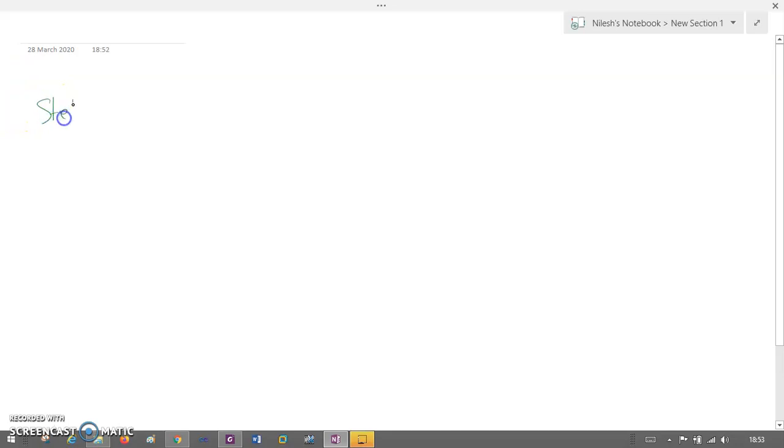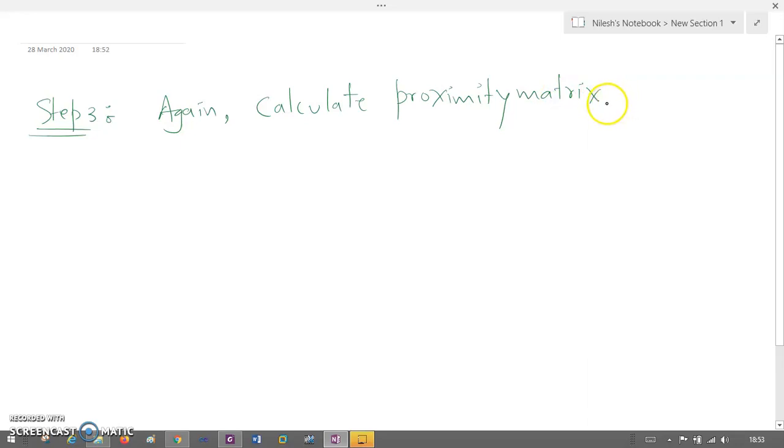This is my step 3: again calculate the proximity matrix of the new clusters, because you are getting new clusters as B, C and D, E. Okay, so you need to calculate the proximity matrix for these new clusters and merge again the similar clusters.